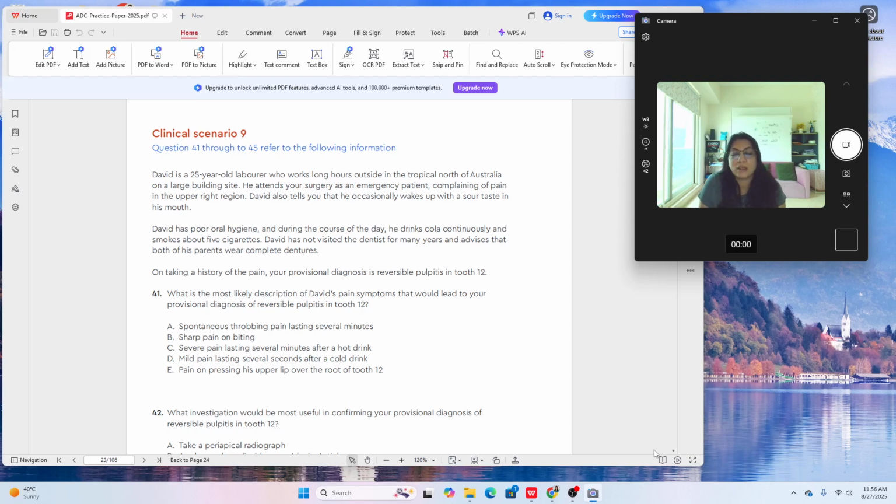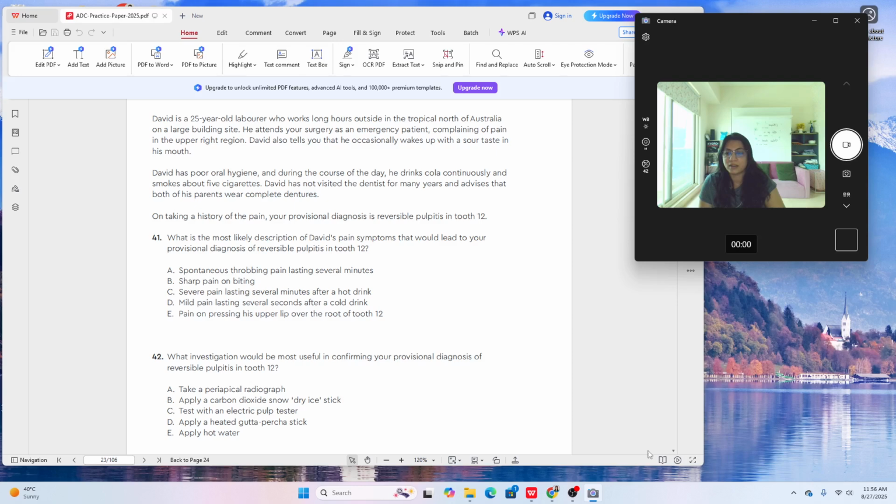Sharp pain on biting, again it's sharp pain, and if it is a sharp pain, it cannot be reversible pulpitis. It's either a cracked tooth or it is an irreversible pulpitis. Severe pain lasting several minutes after a hot drink, definitely a case of necrosis, not reversible pulpitis. Mild pain lasting several seconds after a cold drink, yes, that is a classical symptom of reversible pulpitis. Pain on pressing his upper lip over the root of tooth 1, 2, no. If there is a pressure pain, that means some periapical issue is happening, so that cannot be a reversible pulpitis. So straight away the answer is D. Very straightforward question, straightforward answer.